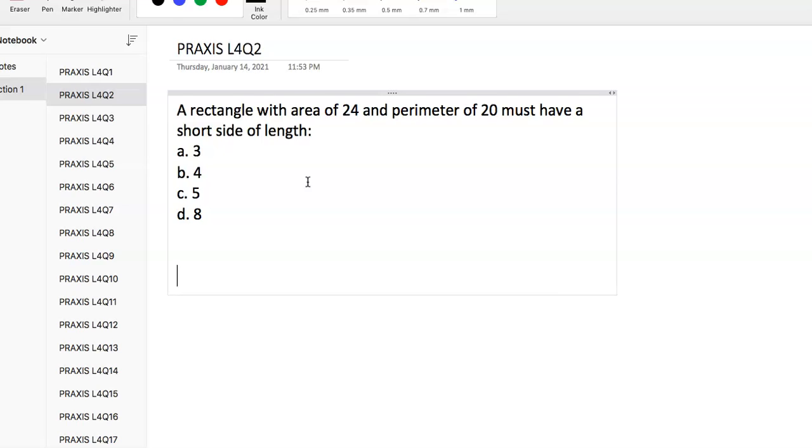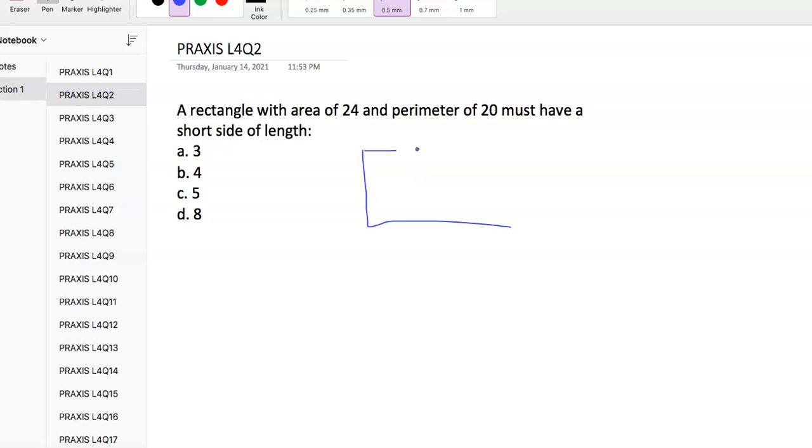Rectangle with an area of 24 and a perimeter of 20 must have a short side length of... Okay, so let's think about what they're telling us here. We got a rectangle, right? And we have length, we have width. And we're trying to find the short side, which is the width. Okay, and so you can do complicated math if you choose to, right?